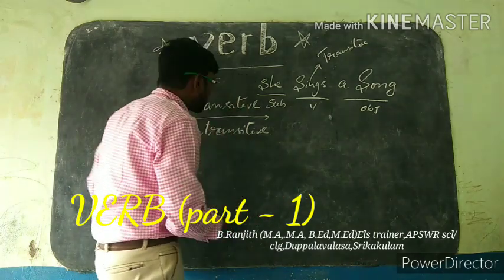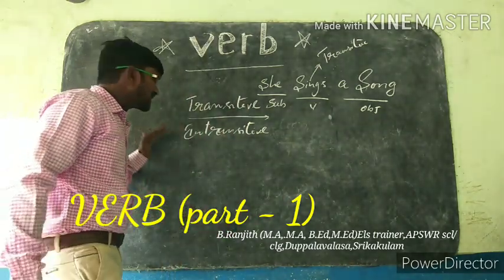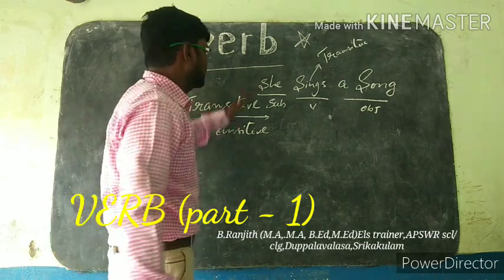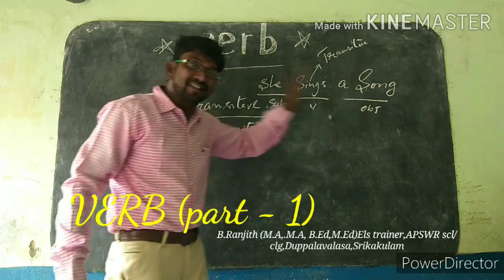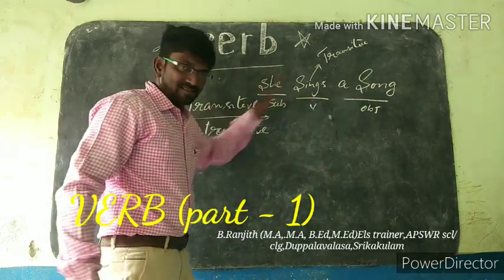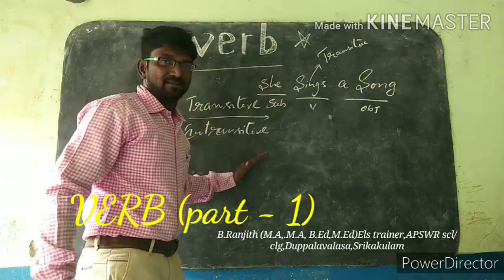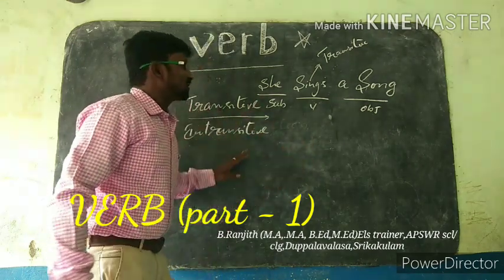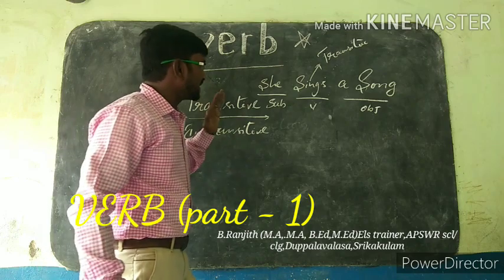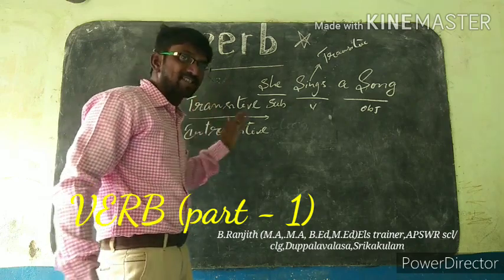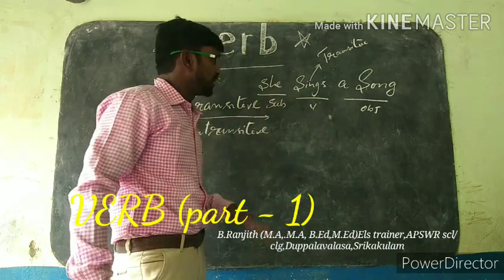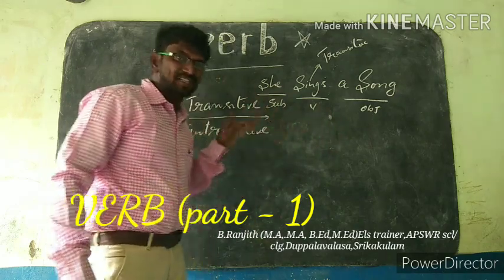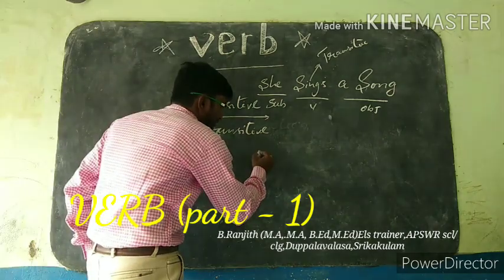Another example. What is an intransitive verb? An intransitive verb is nothing but, if a sentence does not contain an object, the verb in that particular sentence is called an intransitive verb. Let us see an example.